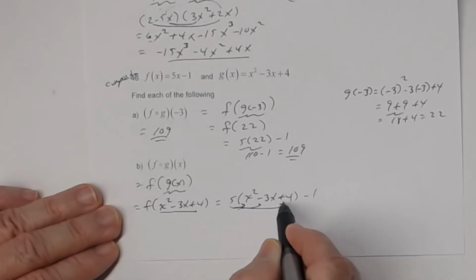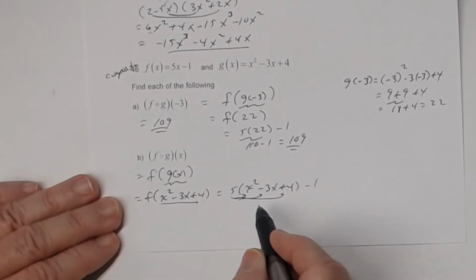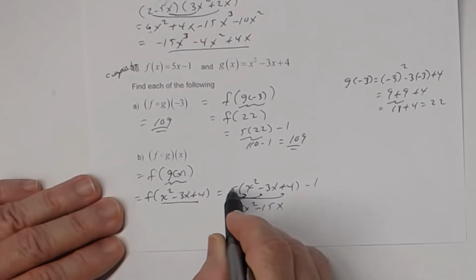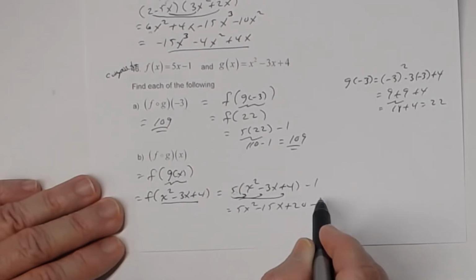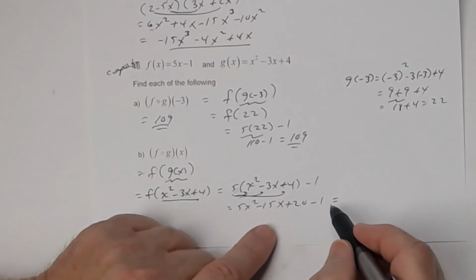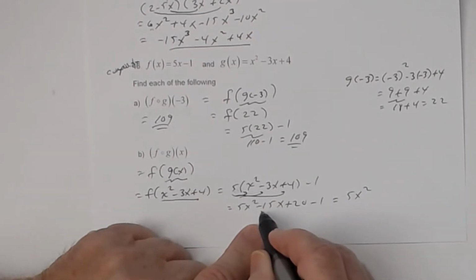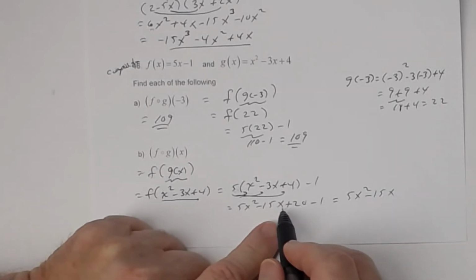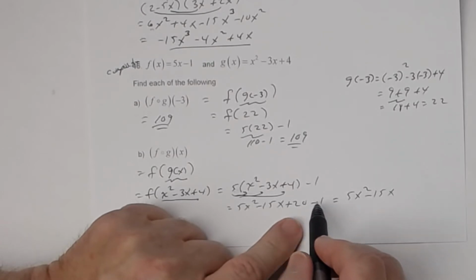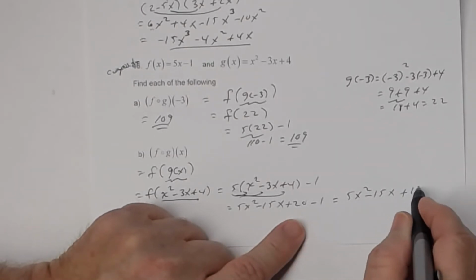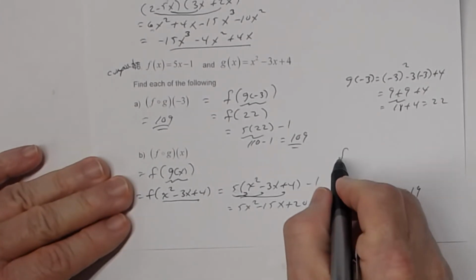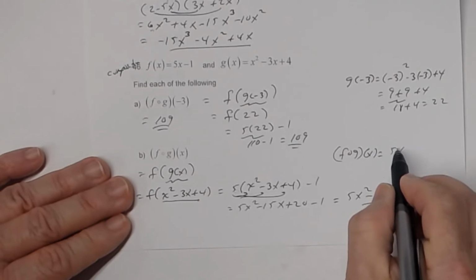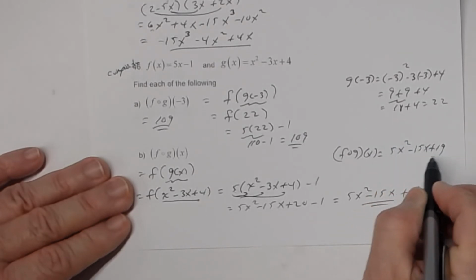Distributing, multiplying those three terms by 5, I get 5x squared. 5 times a negative 3x is a negative 15x. 5 times 4 is 20, and then subtract 1. So that becomes 5x squared, a negative 15x, that's the only term that involves just x, and then the constants, 20 subtract 1 is a positive 19. And there's the answer. f composed with g at x is this variable expression, 5x squared minus 15x plus 19.